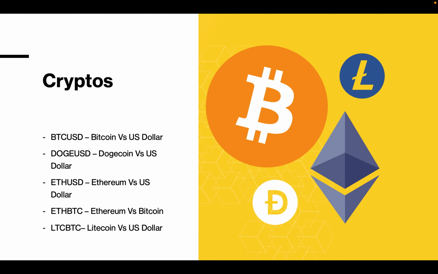So, then you got Dogecoin. I know last year a lot of people were going crazy about Dogecoin. You could do Dogecoin versus the US dollar. Also Ethereum. A lot of people were talking about Ethereum. You could do Ethereum versus US dollar. You can even trade Ethereum versus Bitcoin. And then now you got Litecoin. You could do Litecoin versus the US dollar. So any cryptocurrency you could think of, you could trade that on forex as well.